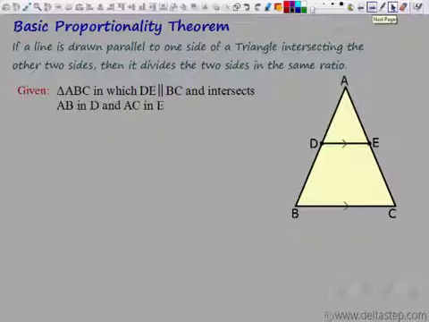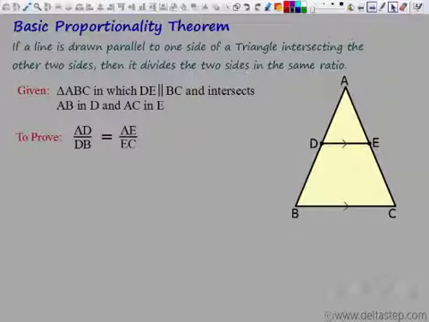Now what do I want to prove? I want to prove the basic proportionality theorem, which is BPT, and that says that AD by DB would be equal to AE by EC. So this is what I want to prove, that AD by DB, this side by this, should be equal to this by this. So to prove this, how do I begin?